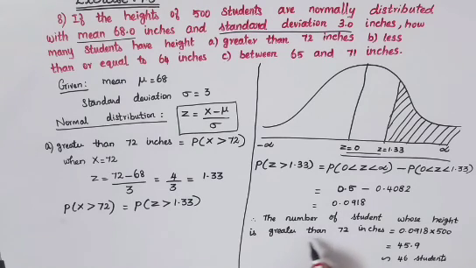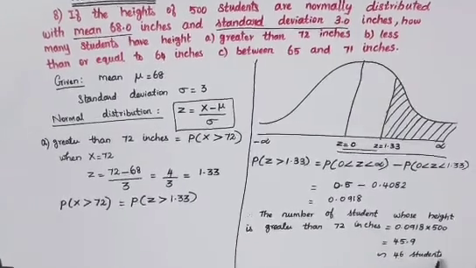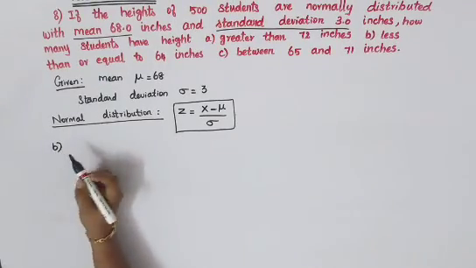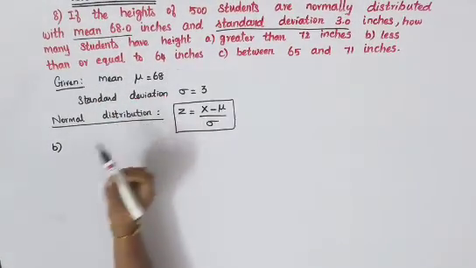Therefore, the number of students with height greater than 72 inches will be 46 students. Okay, so this is the answer for your first subdivision. Now the B subdivision: less than or equal to 64 inches.